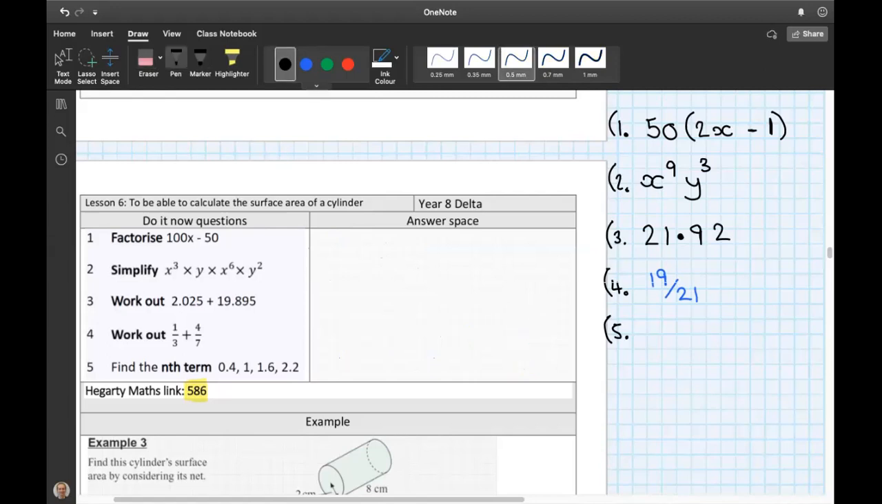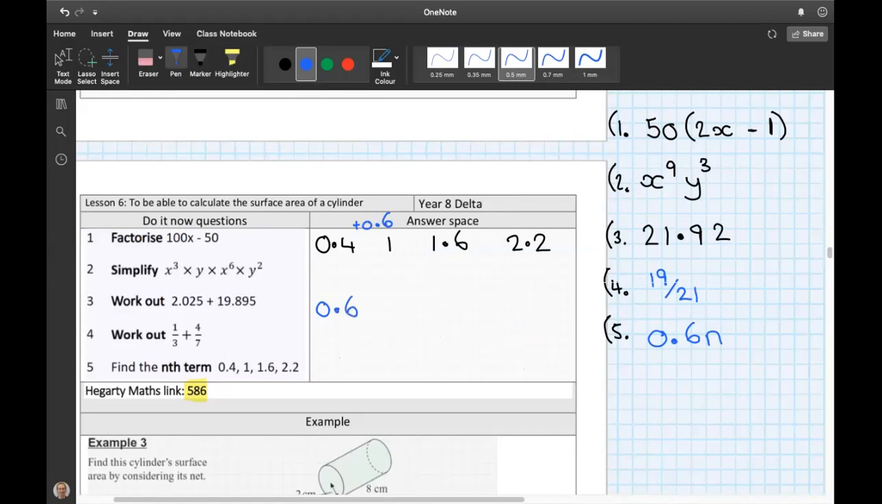Okay, next we've got nth term. Looks slightly different because we've got some decimal values, but we still approach it in the exact same way. We need to think, what is going on in this sequence? Well, it's getting bigger, it's increasing, and it's increasing by 0.6 each time. So it's like we've got the 0.6 times table. That's actually the first bit of our nth term calculated.